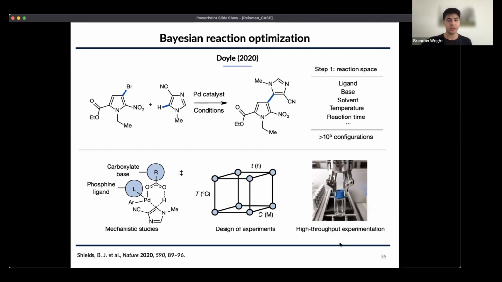And so what the Doyle lab wanted to do is to apply something called Bayesian optimization to this problem of reaction optimization. And what Bayesian optimization does is it essentially is a machine learning algorithm that learns how to balance optimization of the reaction landscape with uncertainty of trying to gain the most information possible to train and retrain the model.